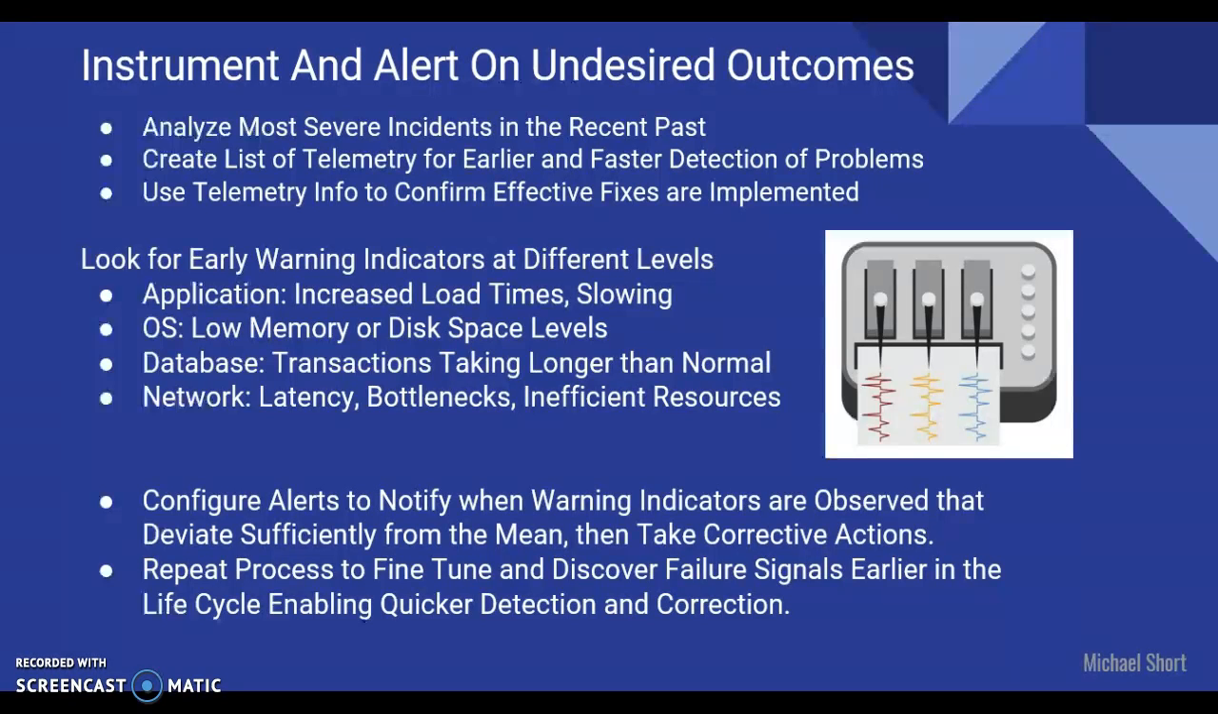Then you look for early warning detectors at different levels. For the application, it could be increased load times or slowing time, as an example. In the operating system, it could be low memory or low disk space. For the database, it could be transactions taking longer than normal. On the network, it could be latency, bottlenecks, or inefficient resources. You configure alerts to notify when warning indicators are observed that deviate sufficiently from the mean, and take corrective actions. Then you repeat the process to fine-tune and discover failure signals earlier in the cycle, enabling quicker detection and correction.